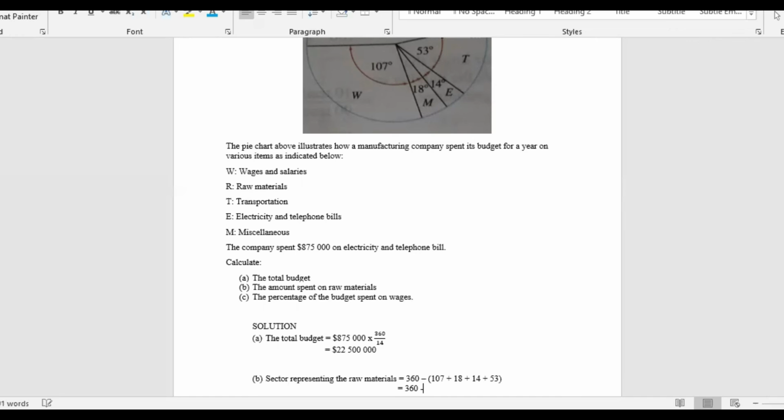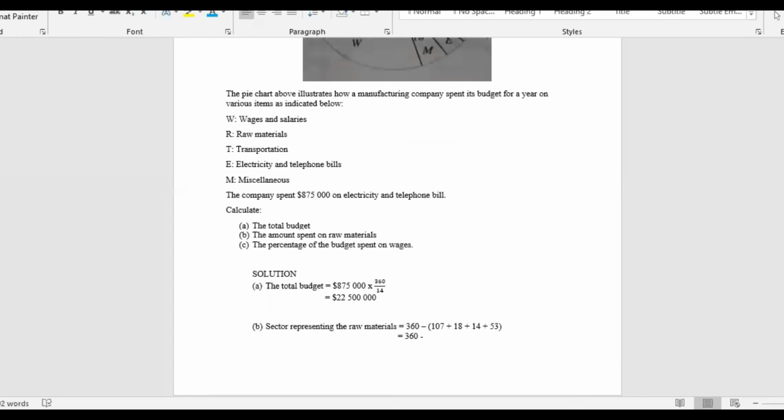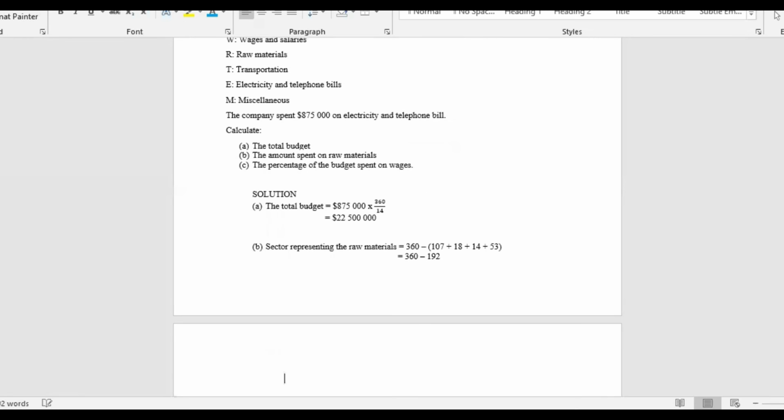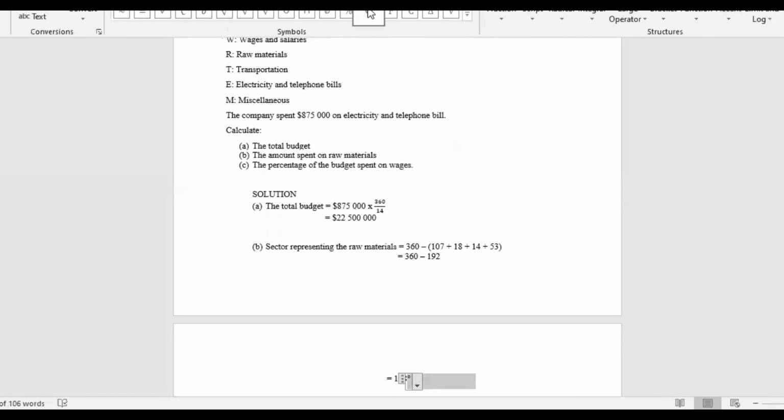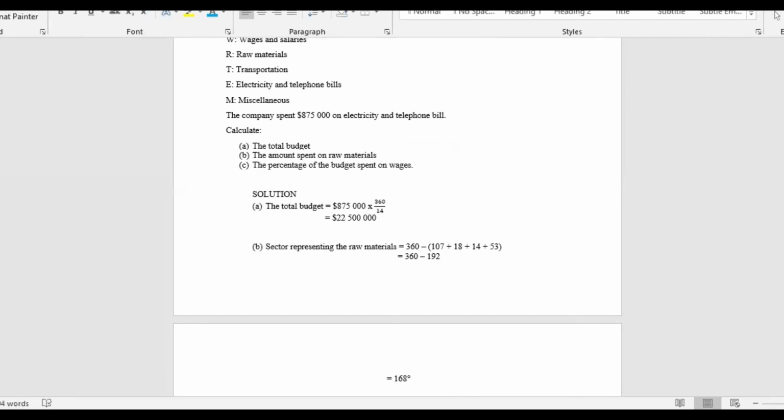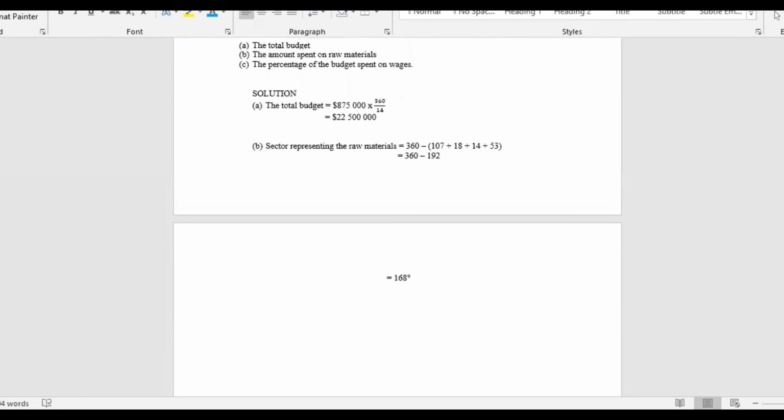360 minus, when you add everything in the bracket, what did you get? 192. All right, and then subtract 192. 168. So this becomes 168 degrees. You guys didn't even realize I leave out my degree sign all the time. Anyways, you're going to put that in. Good. So that is the sector only. But the question asks us for what? The amount spent on raw materials.